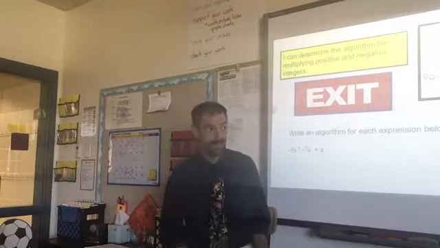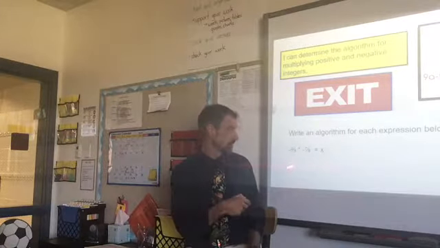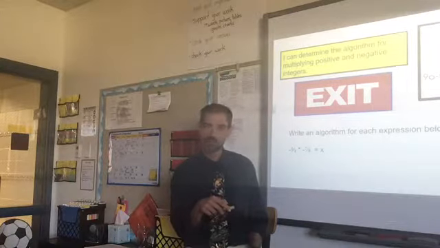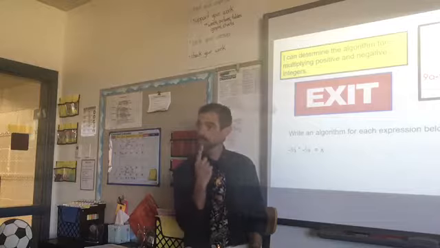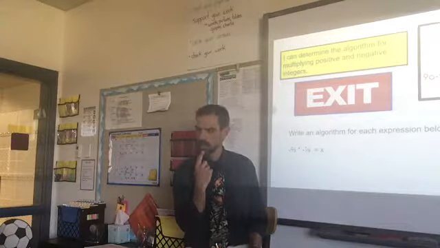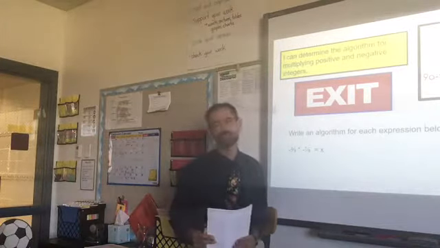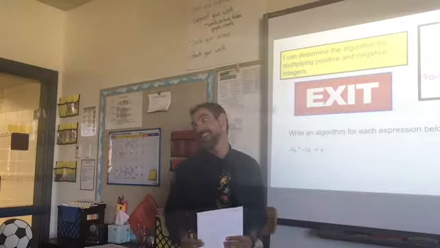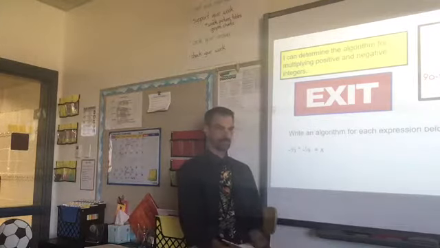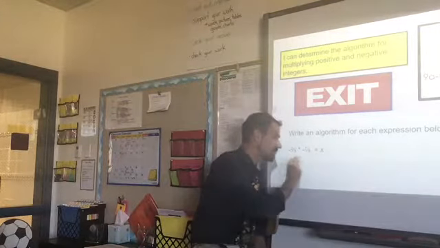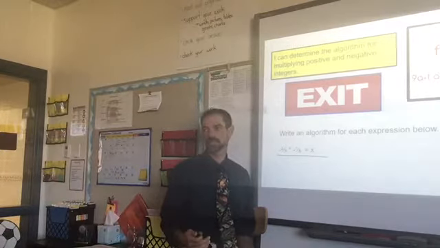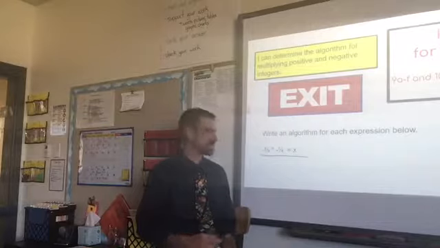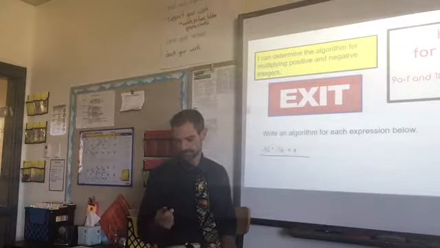The exit ticket, because we're looking at algorithms for multiplying, that's what today was all about. So what am I asking you to do? Write an algorithm for multiplying, and then I kind of threw a little bit of a curveball over here, because that is division. But it's really not a curveball. You don't have to calculate, but write this down. Yes, that's multiplication. Just put negative times negative.